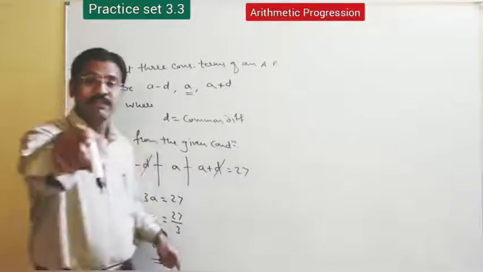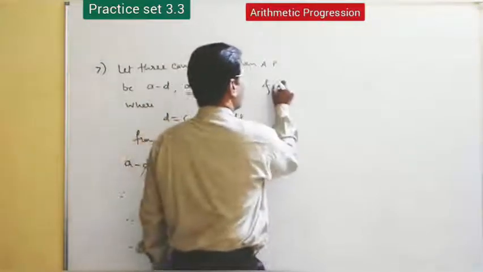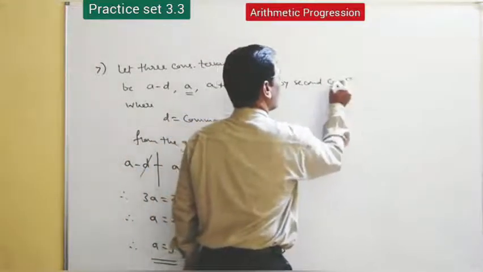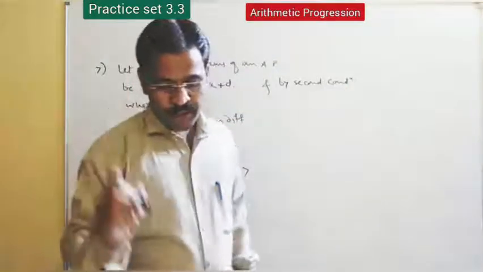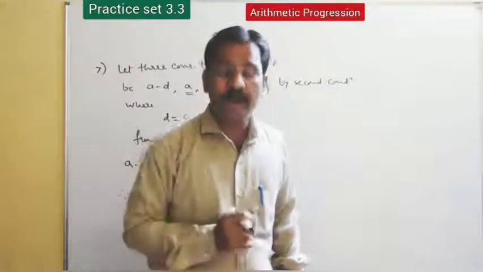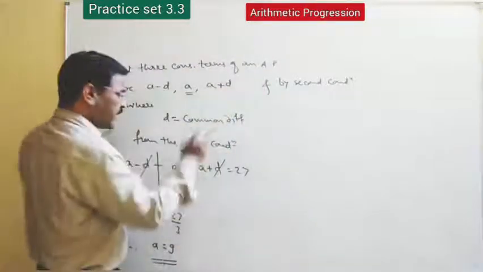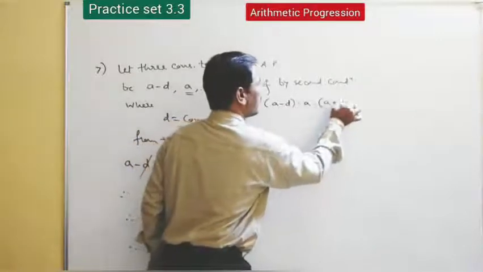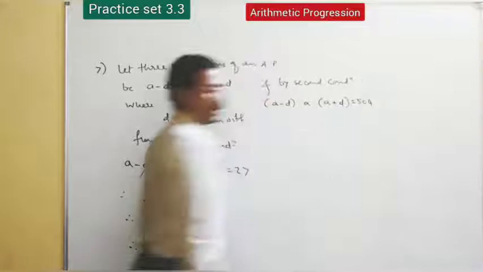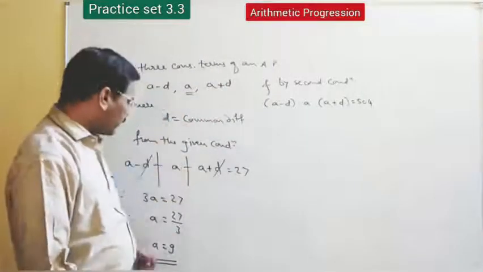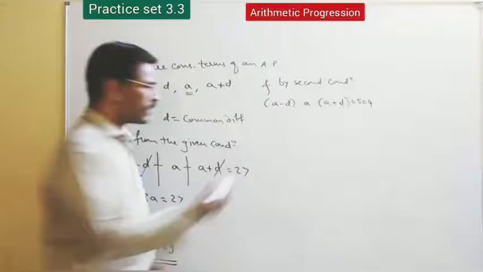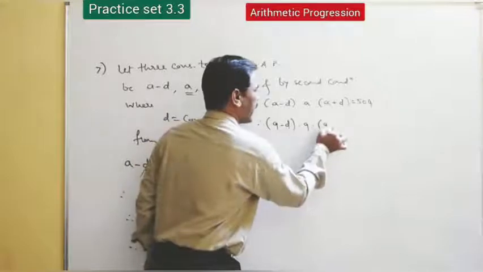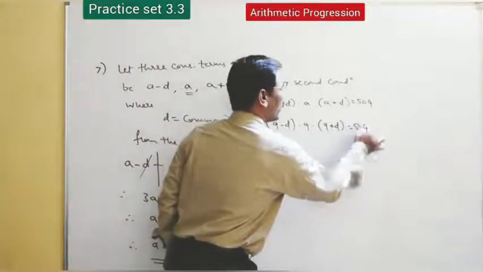For that D, we use the second condition. What is the second condition? Look here, their product is 504. Their product, all three. See here: (A minus D) into A into (A plus D) is equal to 504. Now look here, I'll put that value of A here, because that A we know. So this is (9 minus D) into 9 into (9 plus D), equal to 504.